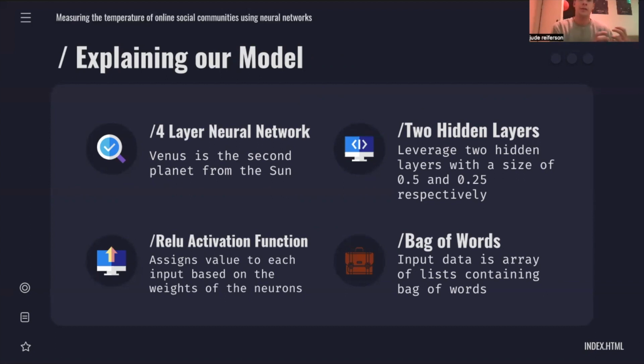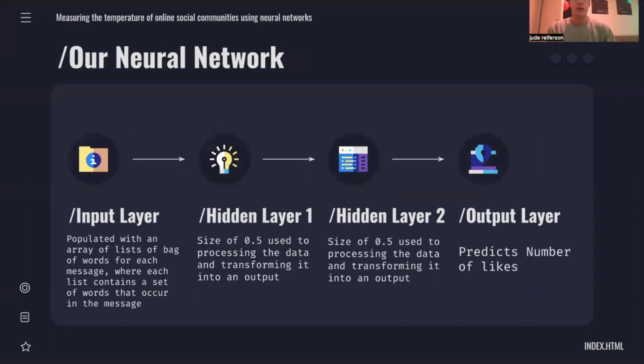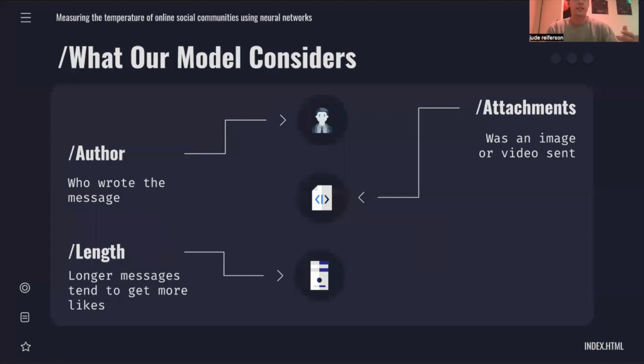And in terms of the way that we contextualize our data, we used a bag of words. So our input data was an array, which was a series of lists containing bag of words, and all of those words were derived from the original GroupMe messages with the likes that they received. In other words, our model worked this way. We had an input layer, which was populated by this bag of words array. It fed into a hidden layer of size 0.5, and this was used to process and transform the data into an output. This was passed into a second hidden layer, which was of smaller size 0.25, and ultimately this was passed into our output layer, which predicted the number of likes that our model would ultimately receive.